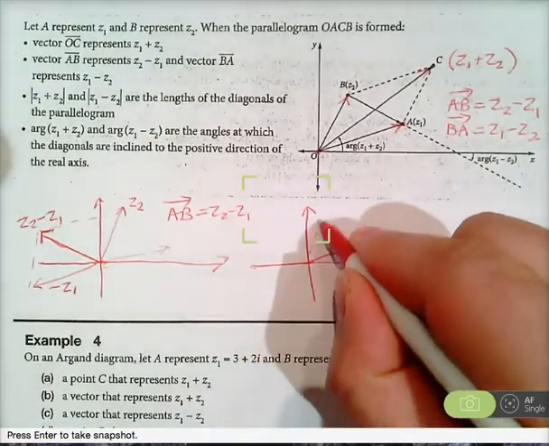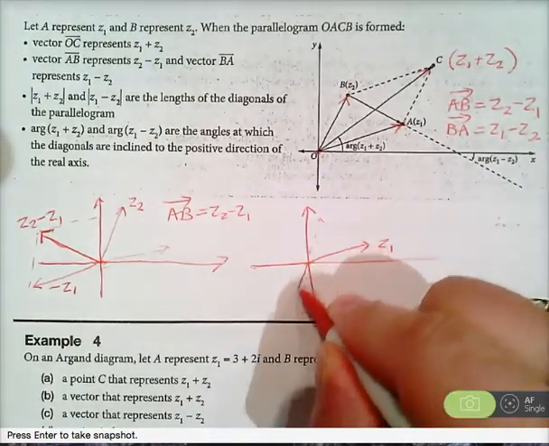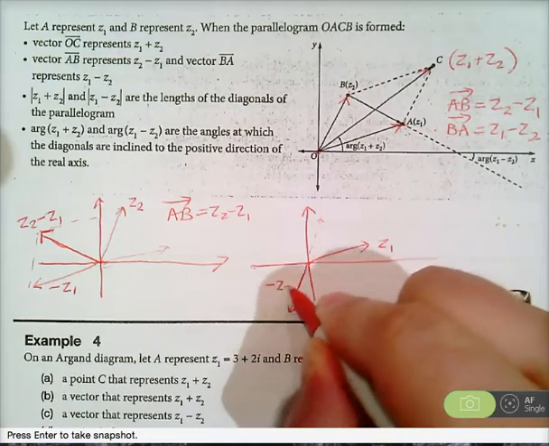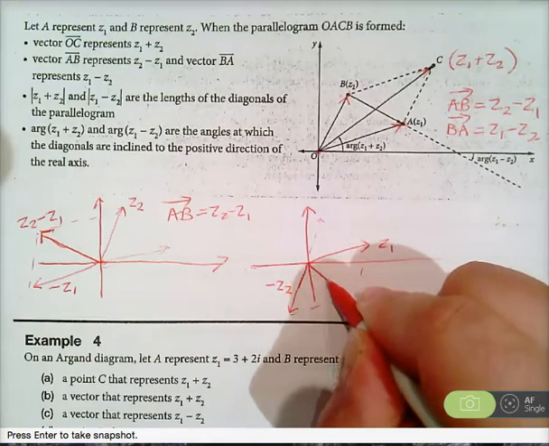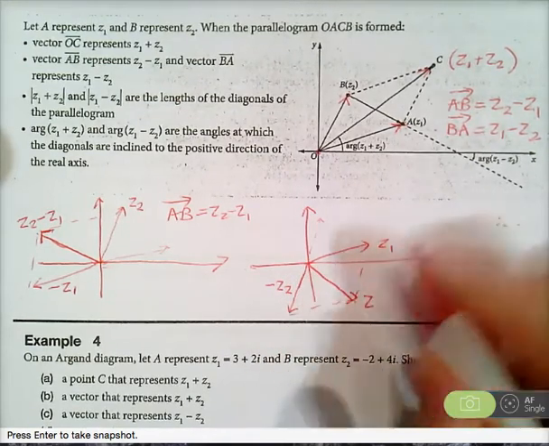Now the normal Z2 is like this. So minus Z2 would be like that. So forming the parallelogram, this would be Z1 plus minus Z2.